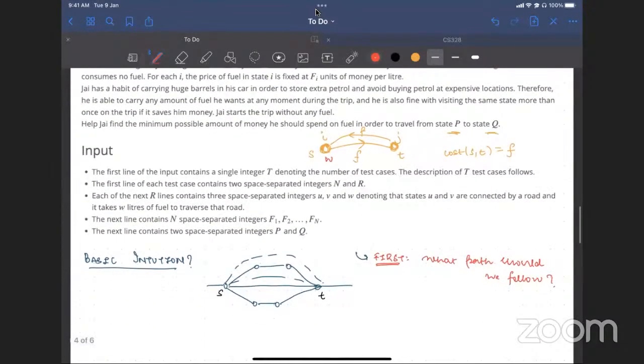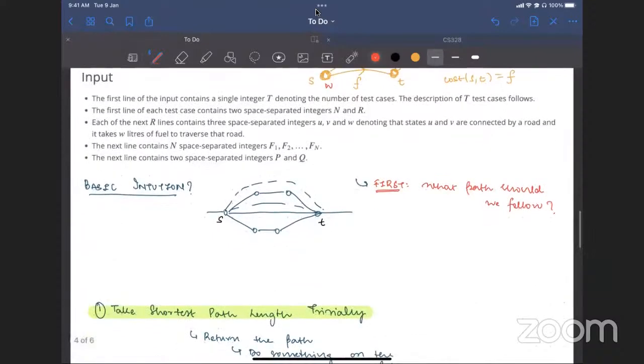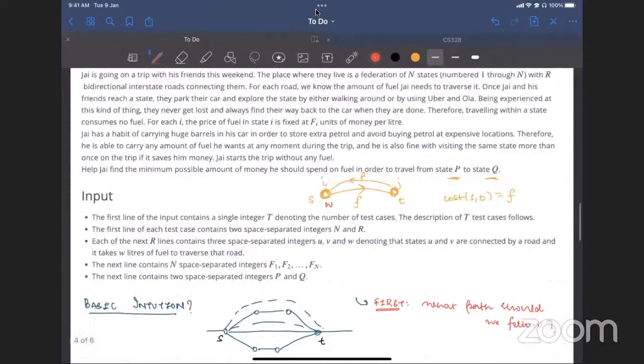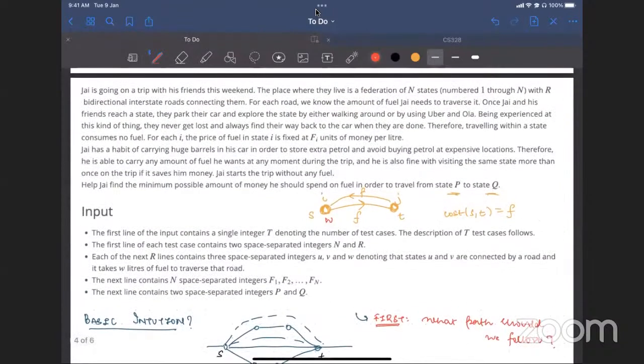Sure. Then there is some logistics on how the input has been laid out for coding examples. We'll look into that later. First is the basic intuition. Just by looking at this problem, it's a classic example of a network problem. There are n states and there are bidirectional roads, and if you visualize that, it is more or less a graph.